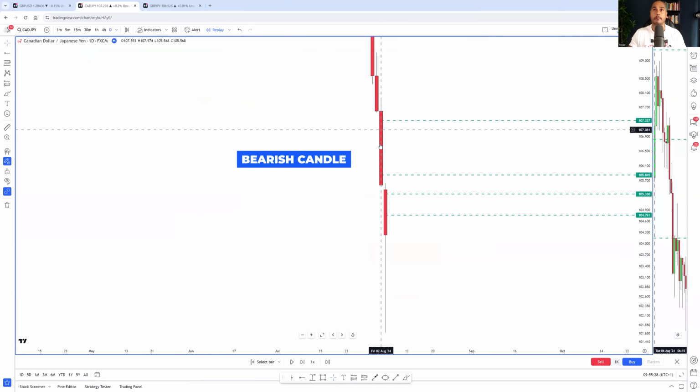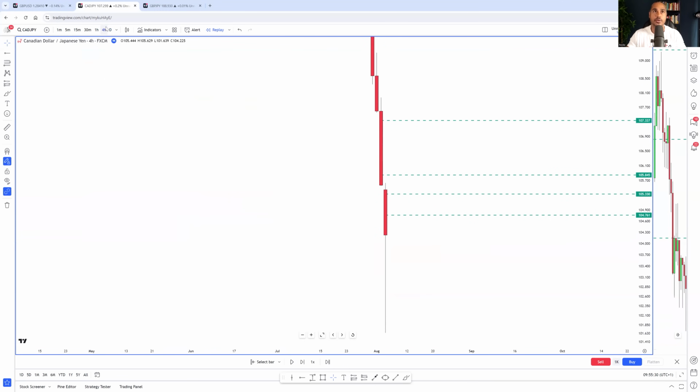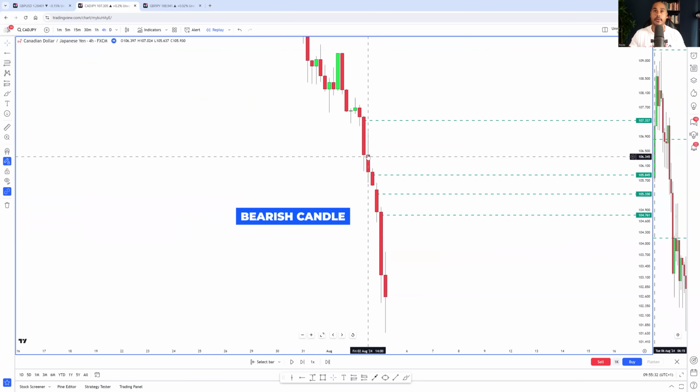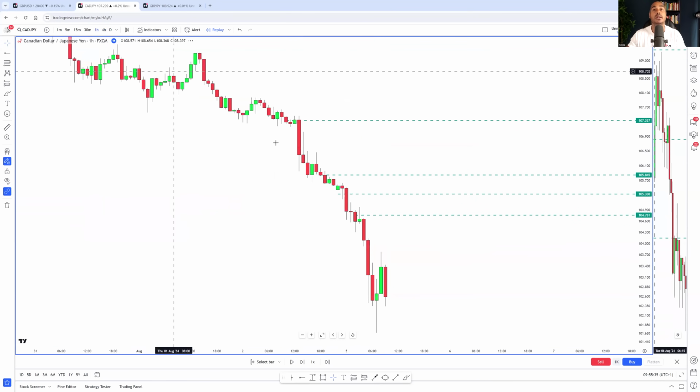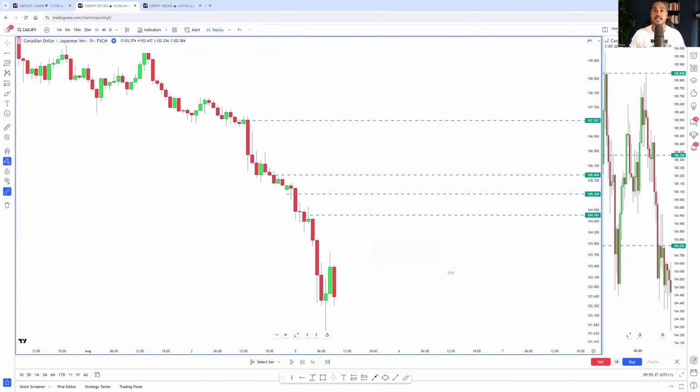What do we see here? Bearish candle, bearish candle. If we go to the 4H, what do we see here? Bearish candle, but we're using the hourly. So how do we do this? Well, the exact same thing.